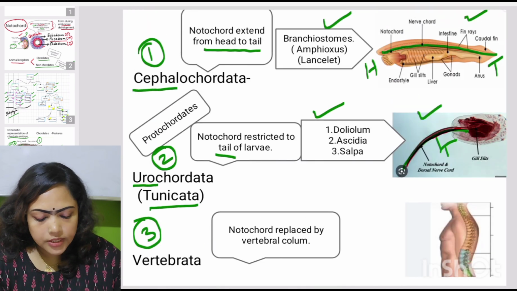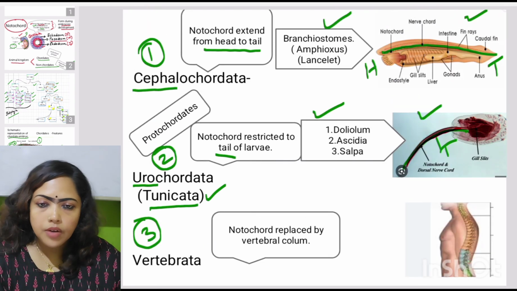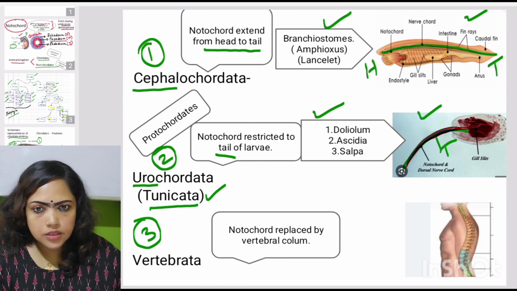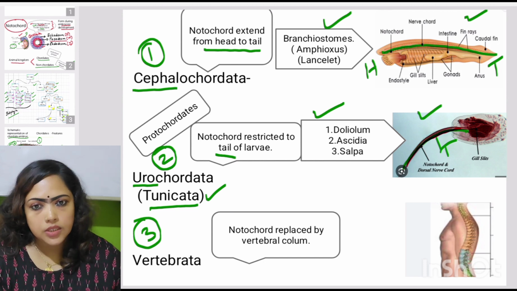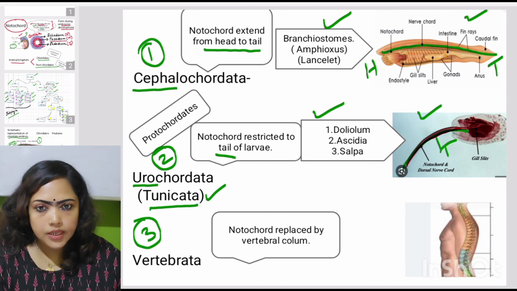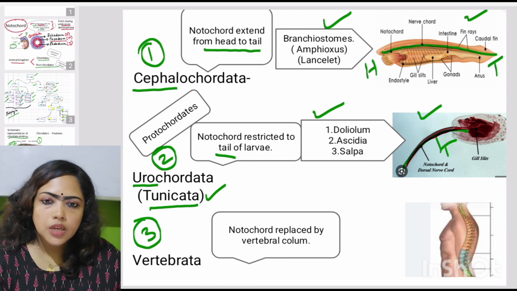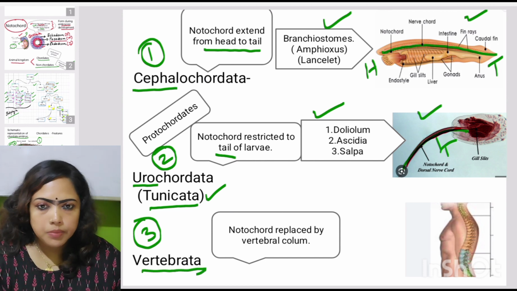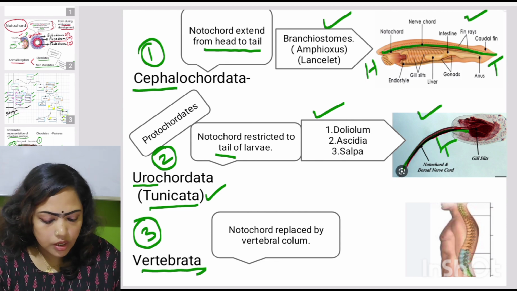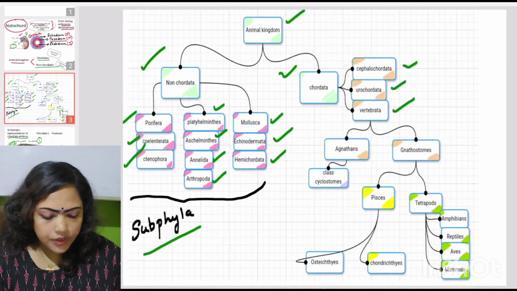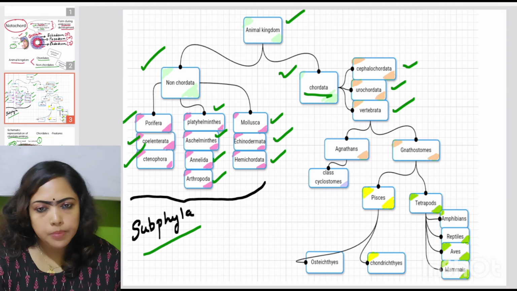One more thing, Urochordata is called Tunicata because of the presence of a covering. The word tunic means sheath or covering. Since their body is characterized by a hard covering made of cellulose, this group is also called tunicates. And then the next is the highly advanced chordates called Vertebrata. Here the notochord is replaced by a highly organized body structure called the vertebral column. So this is the classification of Chordata. It includes three different subphyla: Cephalochordata, Urochordata, and Vertebrata.